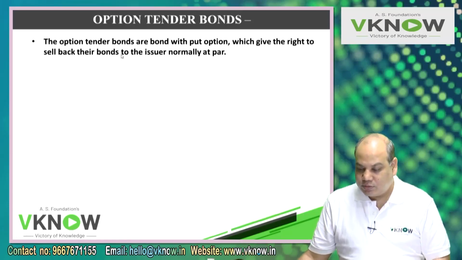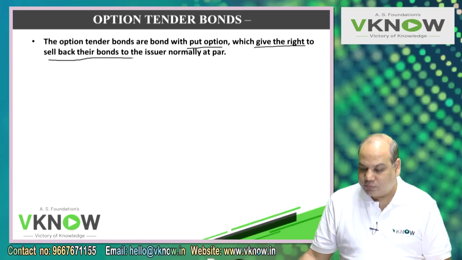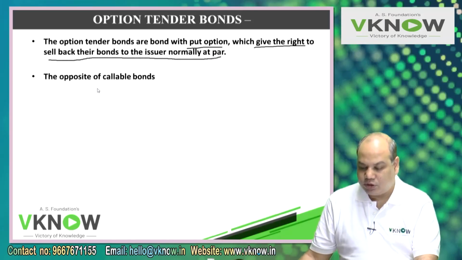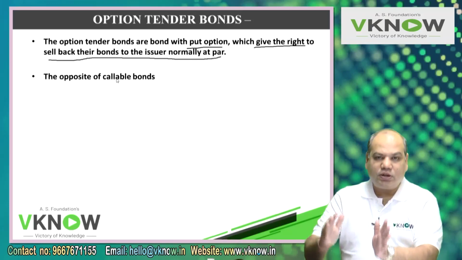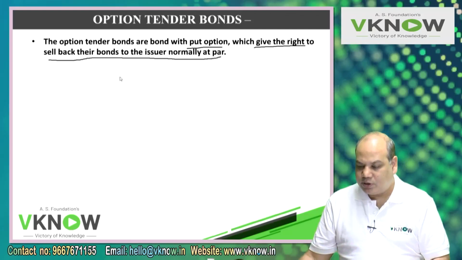These are the bonds which have a put option. Then you will ask, what is a put option? Then I will reply that a put option gives the right to the investor to sell back their bonds to the issuer, normally at par. So these are the opposite of callable bonds, but I have not discussed callable bonds. The reason being, we will discuss callable bonds in detail in a later section of this chapter. So first I will explain the putable bond.